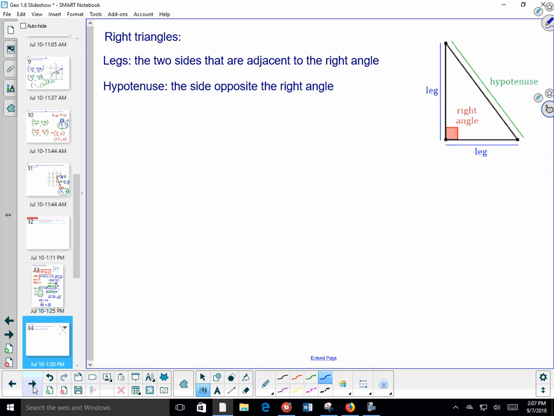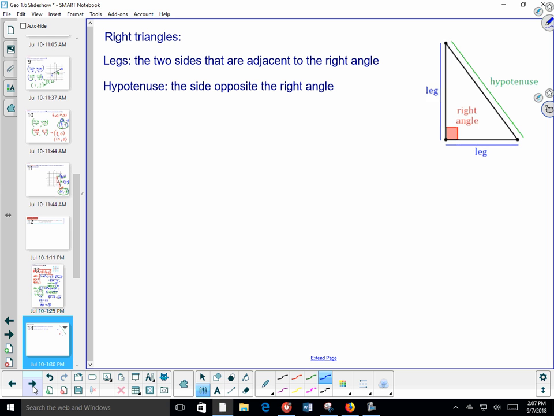Right triangles. First of all, a right triangle is a triangle where one of the angles is a right angle, meaning it measures what? 90 degrees. So one of the angles we already know, it's 90 degrees. In a right triangle, there is some terminology associated with it.